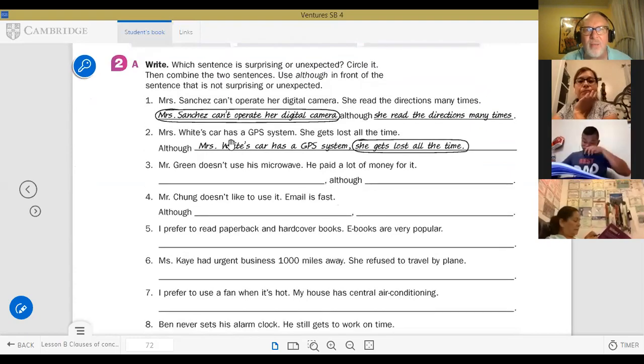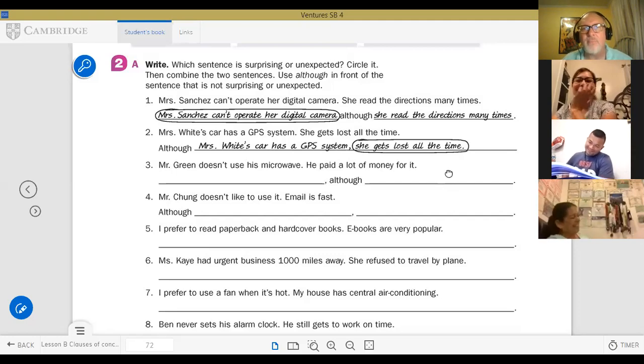Mrs. White's car has a GPS. Not surprising, many cars have GPS, right? But it's kind of a surprise that she always gets lost. So although Mrs. White has a GPS system, she gets lost all the time. Like me. That's you. All right.